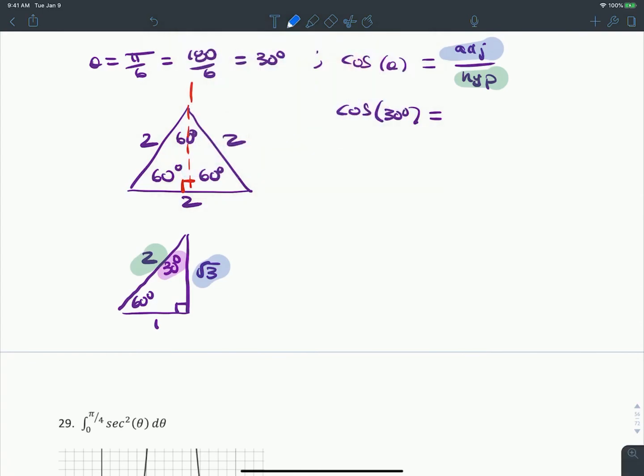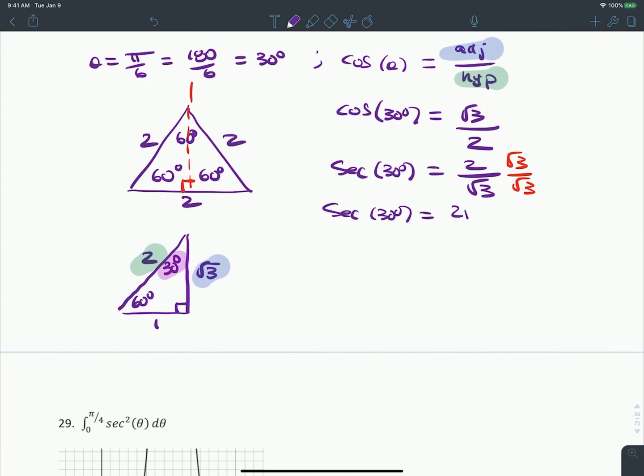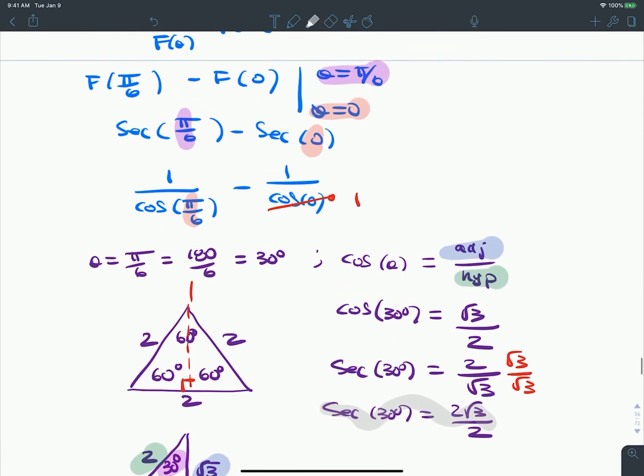And we're going to end up with, I guess that was dark purple, square root of 3 over 2. But that's for cosine. Secant is the reciprocal, which is 2 over the square root of 3. And if we rationalize the denominator, multiply the top and bottom by the square root of 3, we'll end up with secant 30 degrees being 2 square root of 3 over 3. This is what we need. This is our answer that goes here.